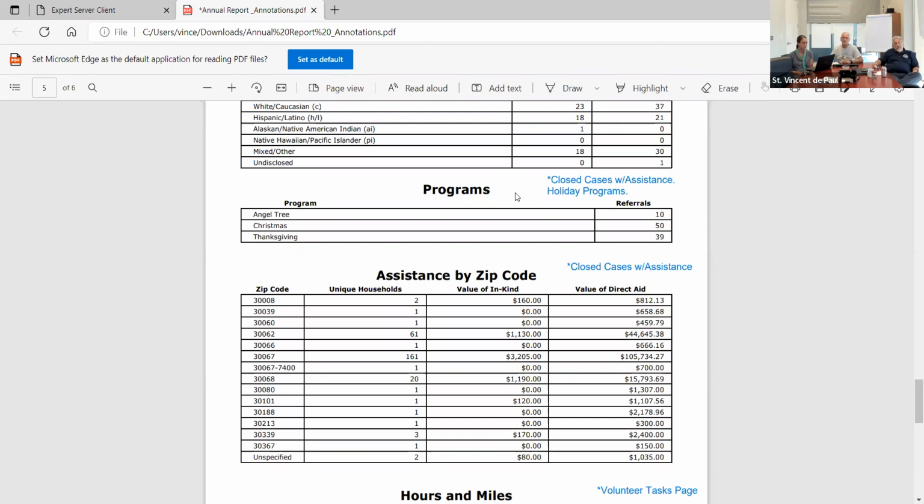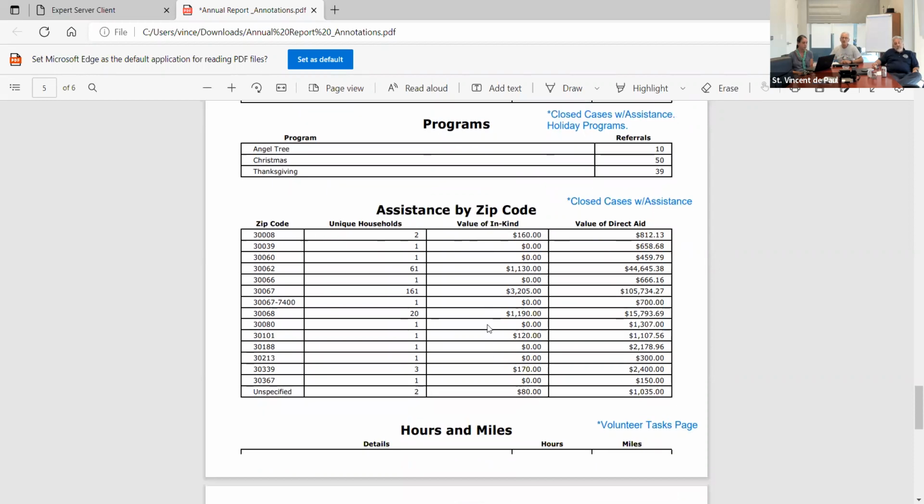Okay, and the assistance by zip code, it has an asterisk, which means that you cannot change it. And of course, it's just a summation by the zip codes of all the closed cases, and it spreads it by unique households. Jerry, this is the first time I think I've ever seen unique households, by the way. Value in kind, and it breaks out by in kind and direct aid.